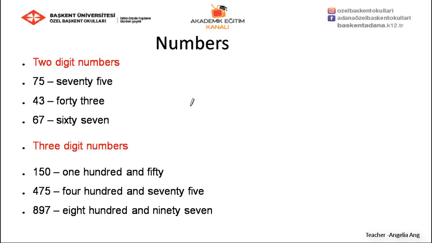There are several types of numbers, but for today I want to teach you about 2-digit and 3-digit numbers. Let's look at 2-digit numbers. Here are some examples of 2-digit numbers. 2-digit numbers have 2 digits, 1, 2 digits. And 3-digit numbers have 3 digits, 1, 2, 3 digits.